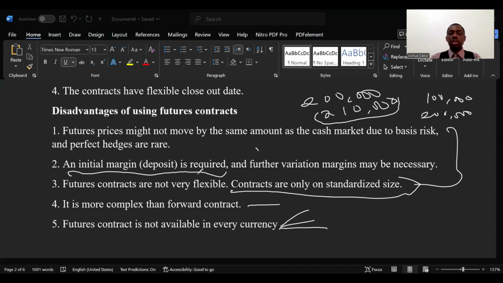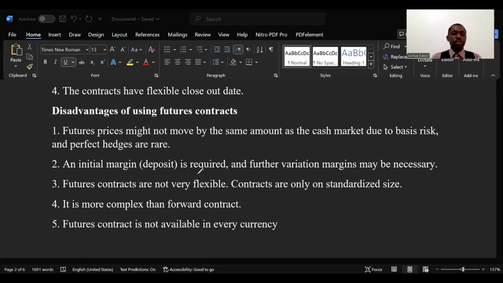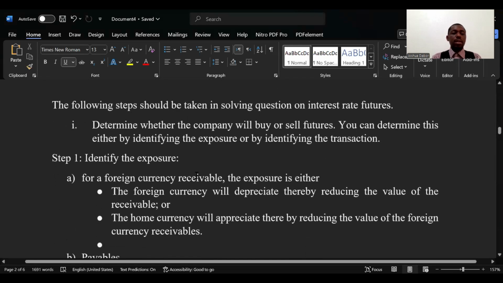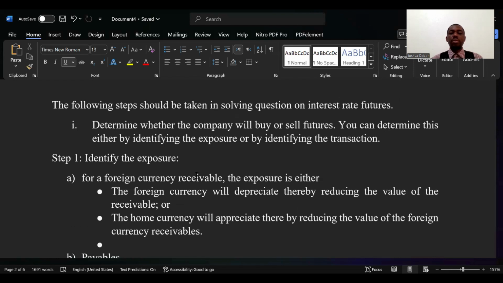There are some currencies where you may have a receivable or a payable that you cannot hedge using futures. For instance, the Naira is not on the futures exchange. So what are the steps that need to be observed in solving a question regarding foreign exchange futures?